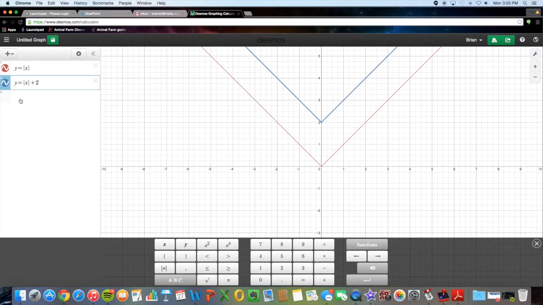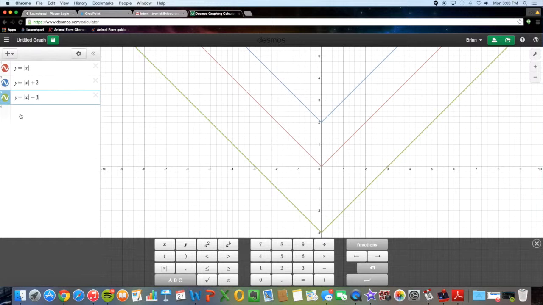What would it look like to translate it down 3 units? Y equals the absolute value of x minus 3. Now we've got our 3 graphs here. We've translated them vertically. We started with y equals absolute value of x. To translate it up vertically, we add a constant. To translate it down vertically, we subtract a constant. And that's how you translate an absolute value graph up or down.